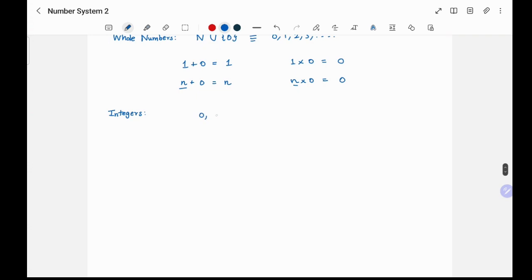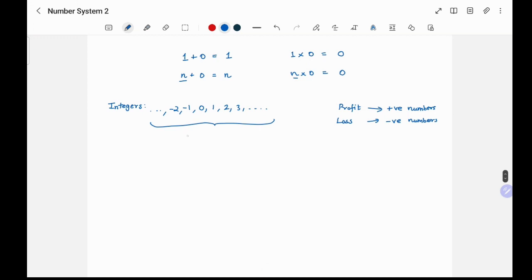So we had 0, 1, 2, 3 and so on. But there was also a need for negative numbers. Let's say you want to represent profit and loss. For easy calculation, there was a requirement that profit be represented by positive numbers and loss be represented by negative numbers. So they also introduced -1, -2 and so on in the other side, in the negative direction. This entire set of numbers is called integers.